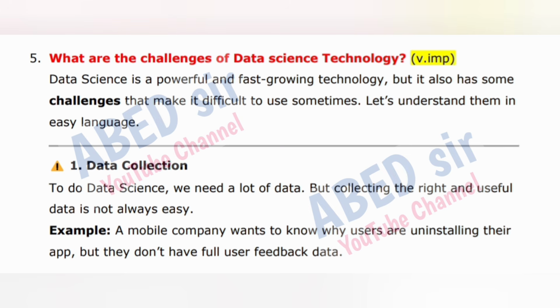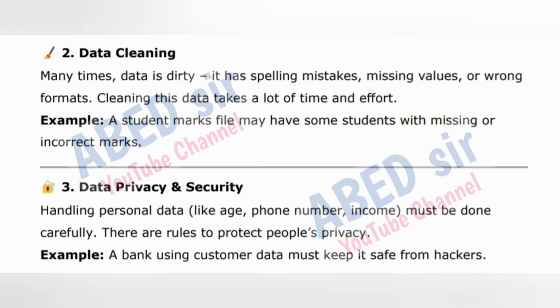1. Data collection. To do data science, we need a lot of data. But collecting the right and useful data is not always easy. Example, a mobile company wants to know why users are uninstalling their app, but they don't have full user feedback data. 2. Data cleaning. Many times, data is dirty, it has spelling mistakes, missing values, or wrong formats. Cleaning this data takes a lot of time and effort. Example, a student marks file may have some students with missing or incorrect marks.